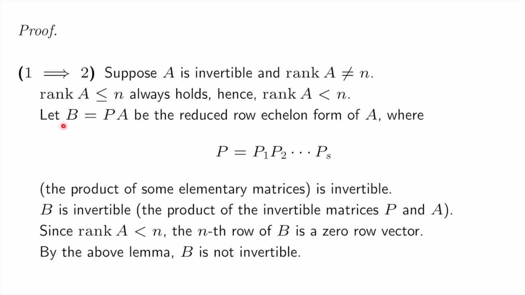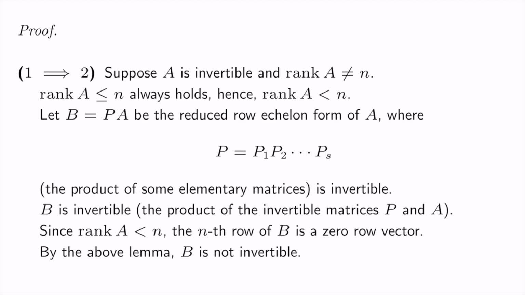Now, let's define B as the product of P and A, where this P, a new matrix, is the product of a finite number of elementary matrices, P1, P2, up to Ps. As we have learned before, multiplying an elementary matrix from the left, like this, means an elementary row operation. And by a series of elementary row operations, we can always transform the matrix A into its reduced echelon form.